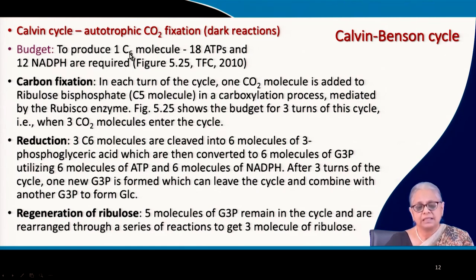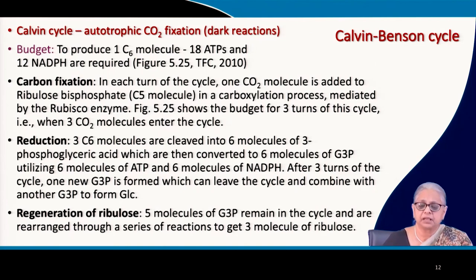To produce one C6 molecule, 18 ATPs and 12 NADPH are utilized. We have three steps in the process: carbon fixation, reduction and regeneration of ribulose. Let's start with the very first step. In the first turn of the cycle, one carbon dioxide molecule is added to ribulose bisphosphate, which is a C5 molecule, and this is a carboxylation process. It's mediated by what is called the Rubisco enzyme, and you can refer to the figure.